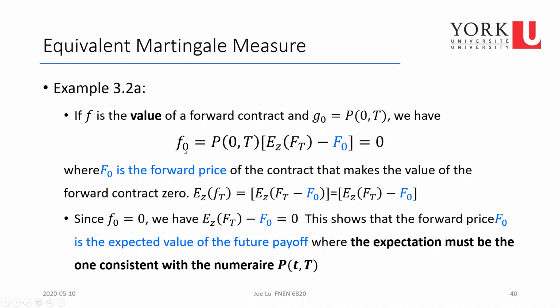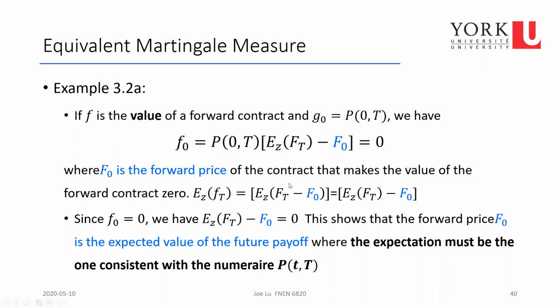Now, if we put it back into this expression here, since the initial value of a forward contract f naught is 0, that means what's in this bracket must be 0. So that means the expected forward price at maturity is just the initial forward price. This is where you hear the expression that the expected forward price at maturity is just the initial forward price.